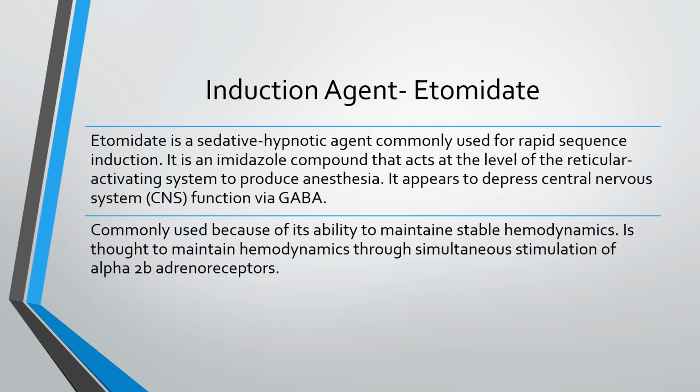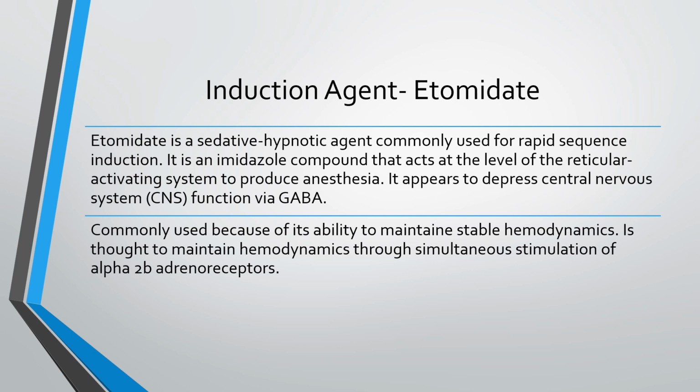Etomidate is a sedative hypnotic agent commonly used for rapid sequence induction. It's an imidazole compound that acts at the level of the reticular activating system to produce anesthesia. The reticular activating system is what produces consciousness for humans and people and animals too. That's what brings about consciousness. So by affecting that, and in this statement, because I pulled this from your cards, they say it appears to depress central nervous system function via GABA.